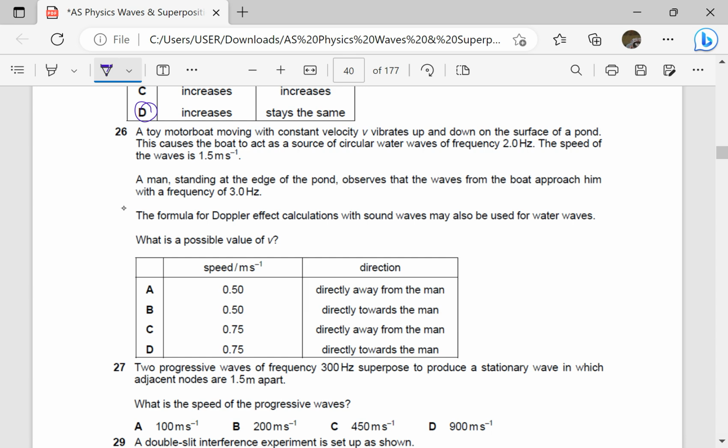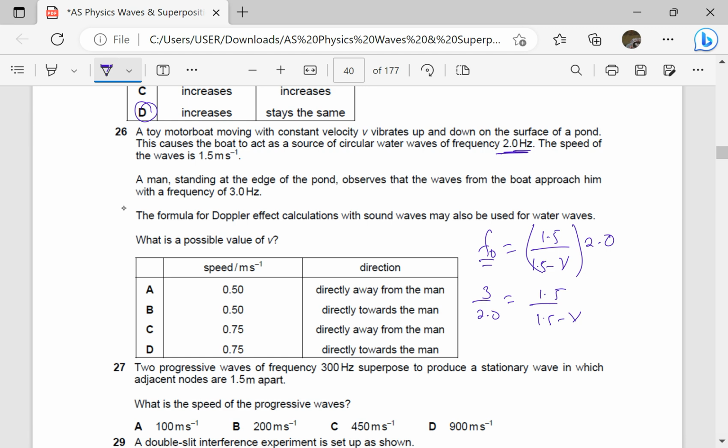This causes the boat to act as a source of waves. The observed frequency is higher, so f0 is equal to the speed of the waves, 1.5, divided by 1.5, because it's moving towards, minus V, which is the speed of the source, times the natural frequency of the waves, which is 2.0. They gave us f0 as 3, so we say 3 divided by 2.0 is equal to 1.5 divided by (1.5 minus V).